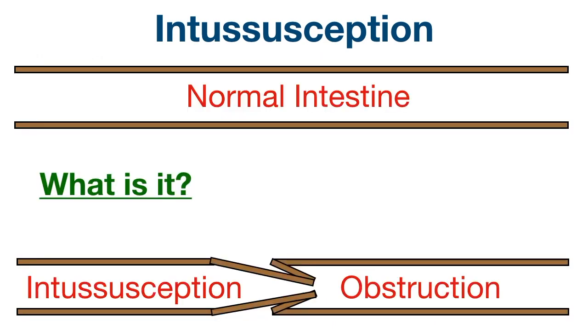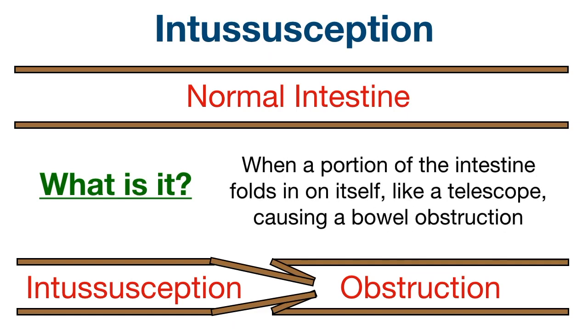First, we have to ask ourselves, what is intussusception? It occurs when a portion of bowel or intestine folds in on itself like a telescope, and this can lead to a bowel obstruction. So what do we mean by that?